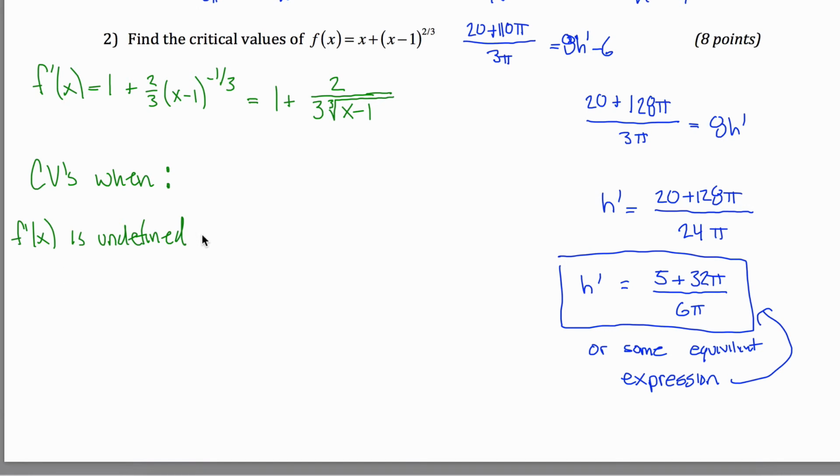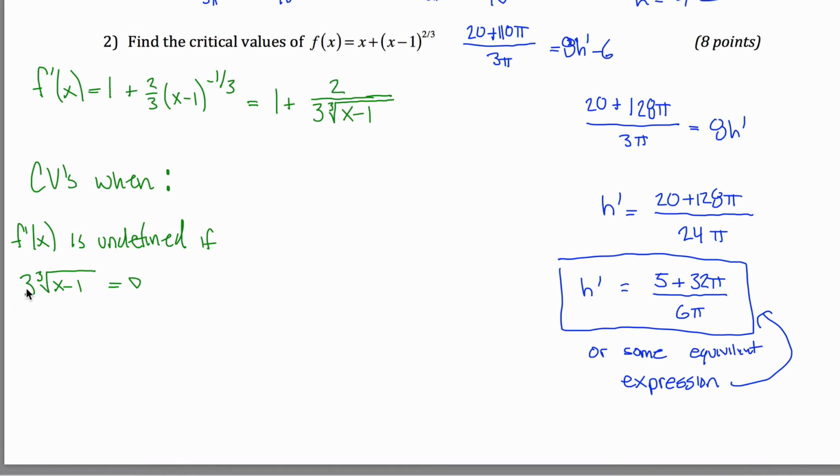f prime of x is undefined if 3 times the cubed root of x minus 1 equals 0. Because if this thing equals 0, I'm dividing by 0. That's bad. It gives me something that's undefined. Well, I could divide both sides by 3, and then I could cube both sides, and I could get that this happens when x minus 1 equals 0, aka when x equals 1. That's my first critical value. And also if f prime of x equals 0.